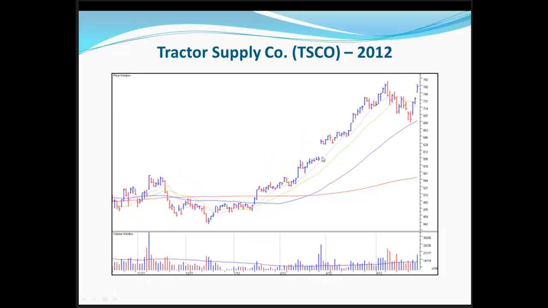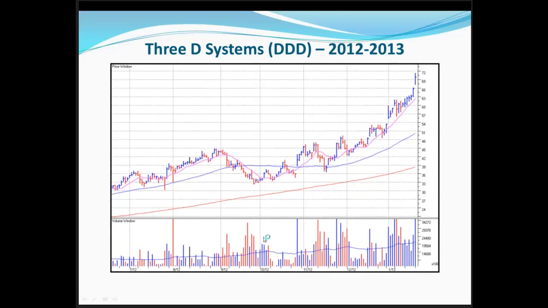Here's Tractor Supply in 2012, had a buyable gap up. Tractor Supply, a little bit of a volatile stock, and so a tiny bit of porosity here along the lows, but then continued higher and had a nice move from there. Here's 3D Systems, started its most recent move with a buyable gap up. Here's a breakout, kind of a sloppy breakout, but it does work. And the stock continues higher in choppy fashion.